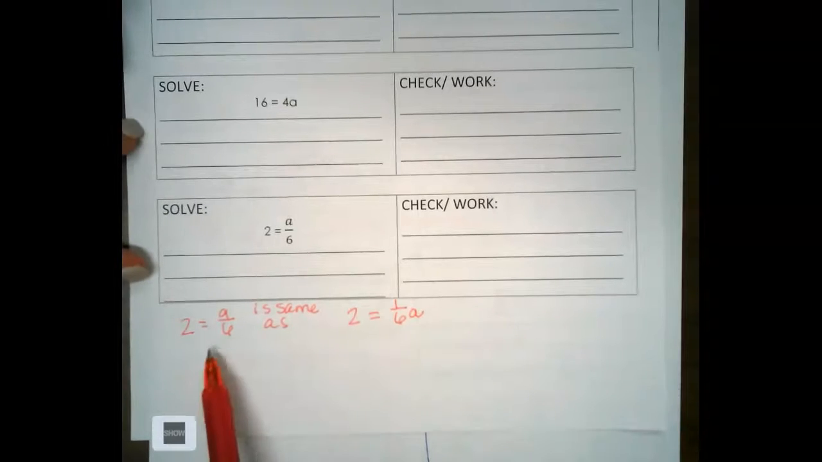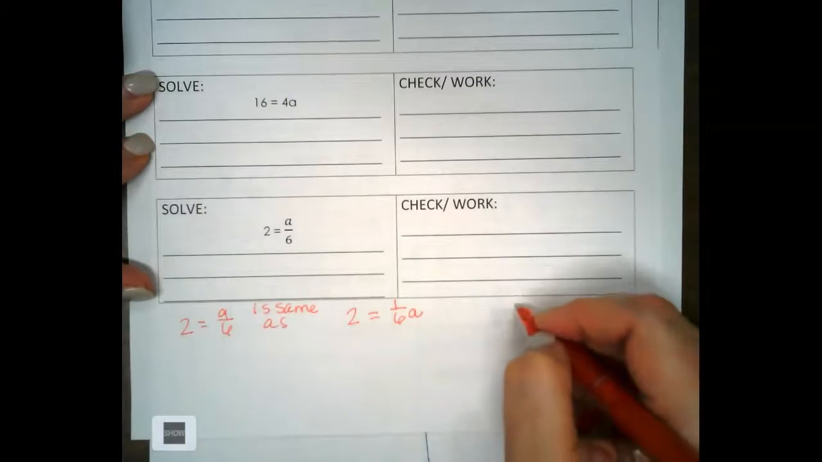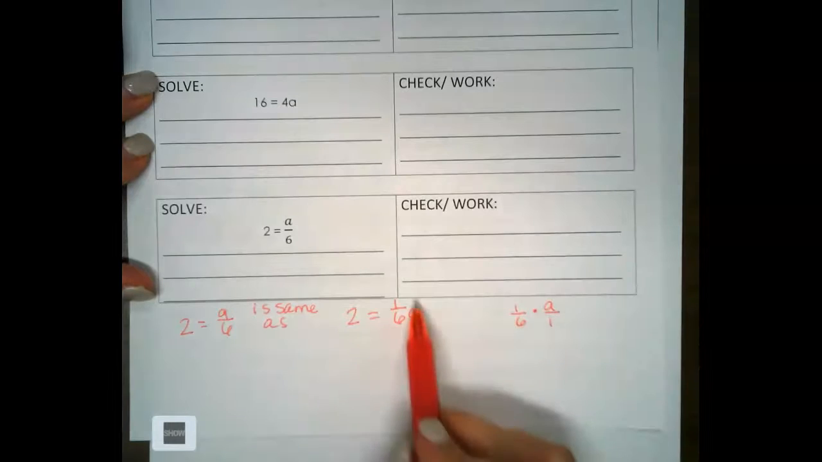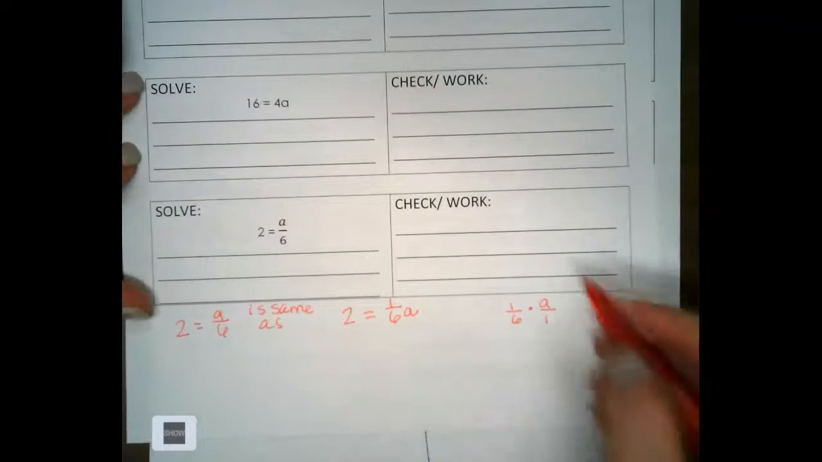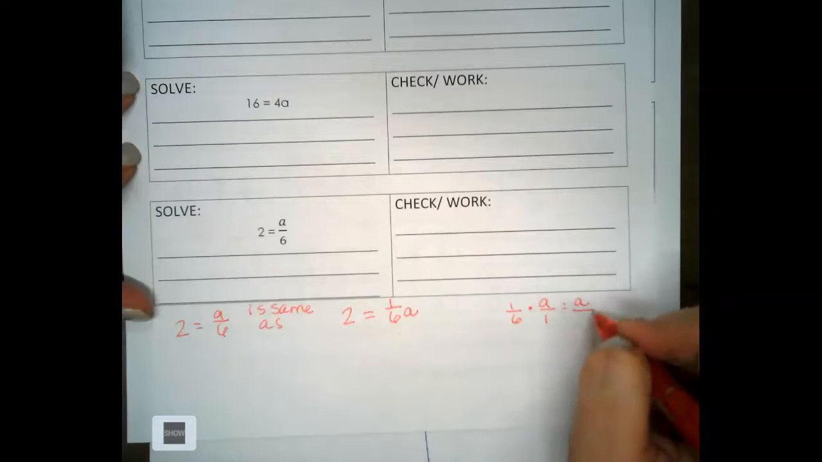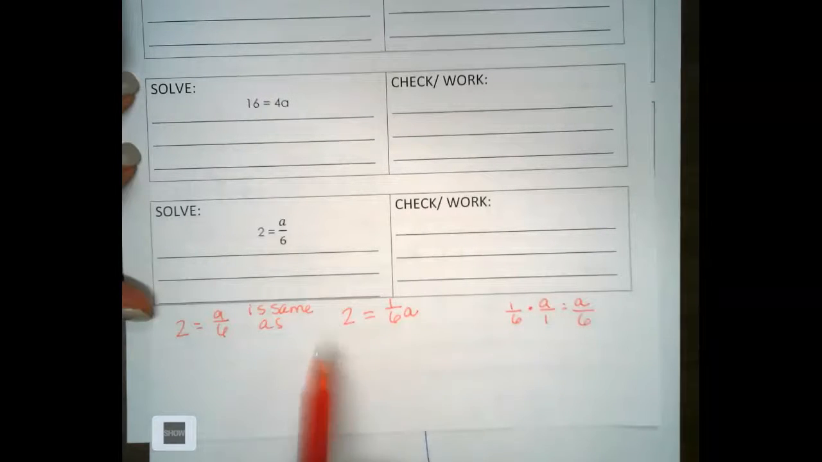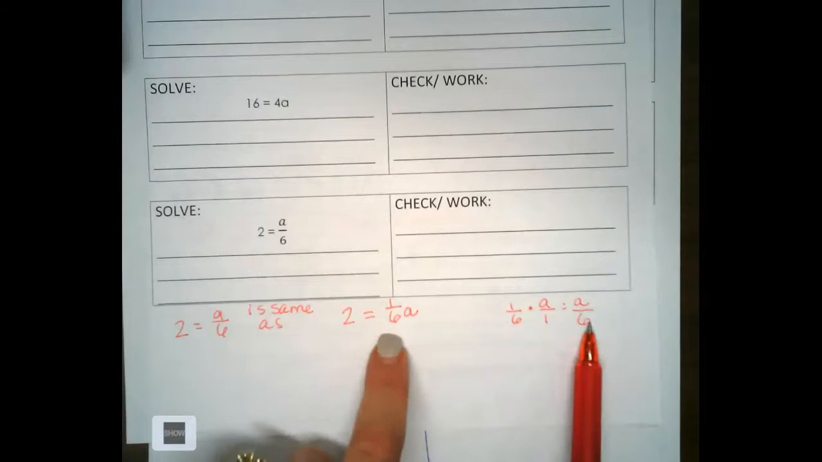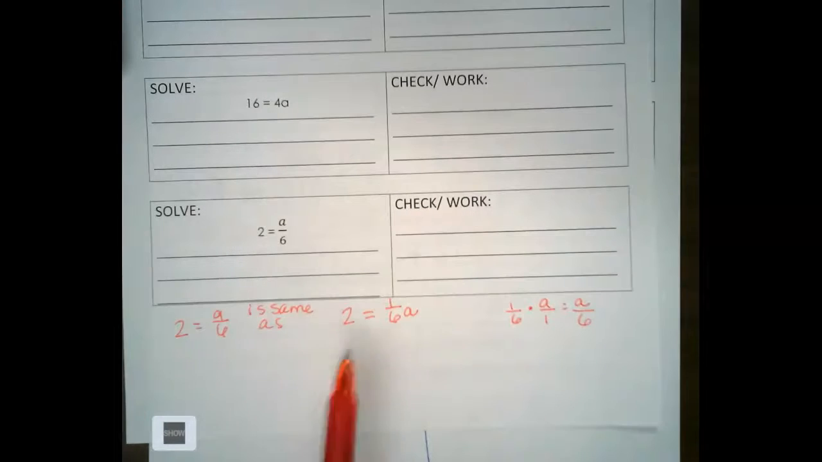But the reason they look different is because when you do 1/6 times a over 1, because that's what this tells you to do, look at what you get. 1 times a is a, and 6 times 1 is 6. So that's how this looks the same as that. So it really doesn't matter which way you go about solving this one. If you rewrite this as a over 6, you could just multiply by 6 as well.